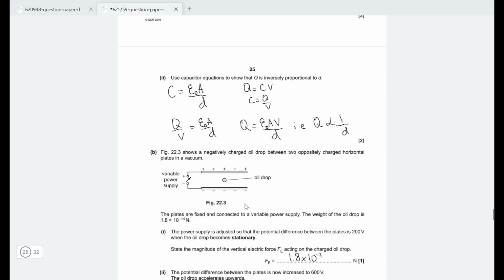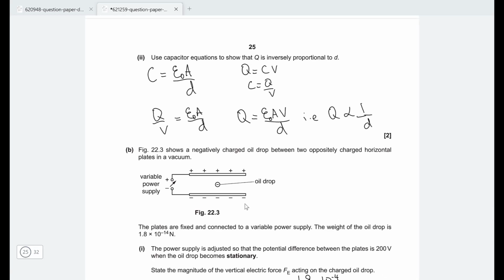Okay, moving on. Use the capacitor's equation to show that Q is inversely proportional to D. Well, the parallel plate capacitor equation says that C is equal to ε0A over D. This is given in your formula sheet. Although we also know that Q is equal to CV.